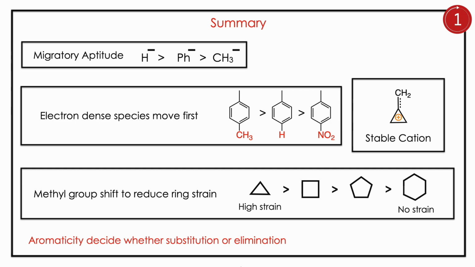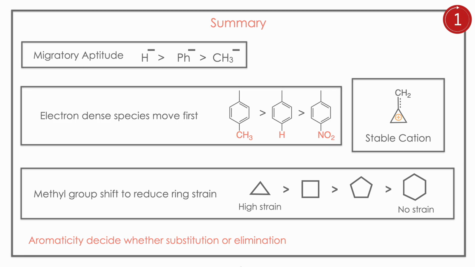Then the most stable cation: cyclopropyl with a methyl group. And one interesting example is ring strain. A 3-member ring is more strained, and a 6-member ring is less strained. So you should master the strain also. Then the aromaticity decides whether the charge quenching follows a substitution or elimination reaction.